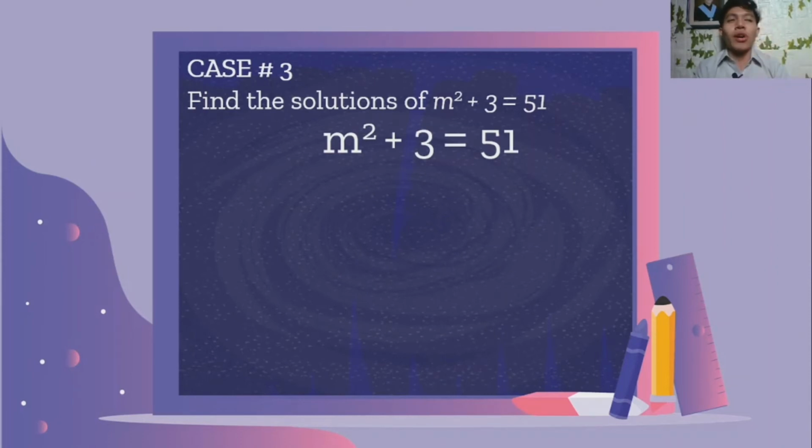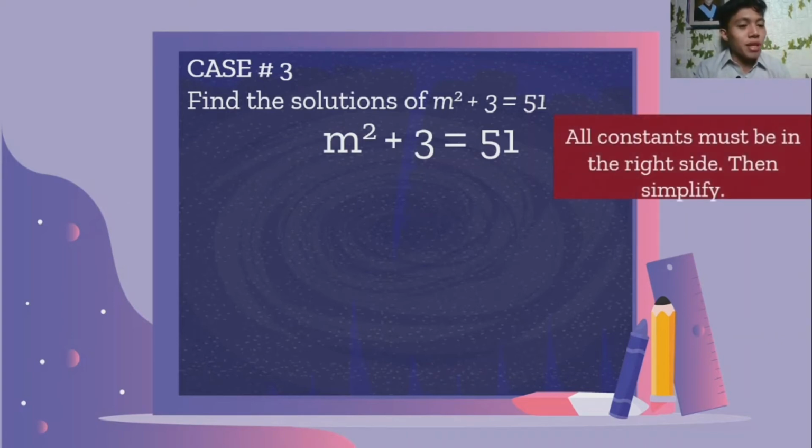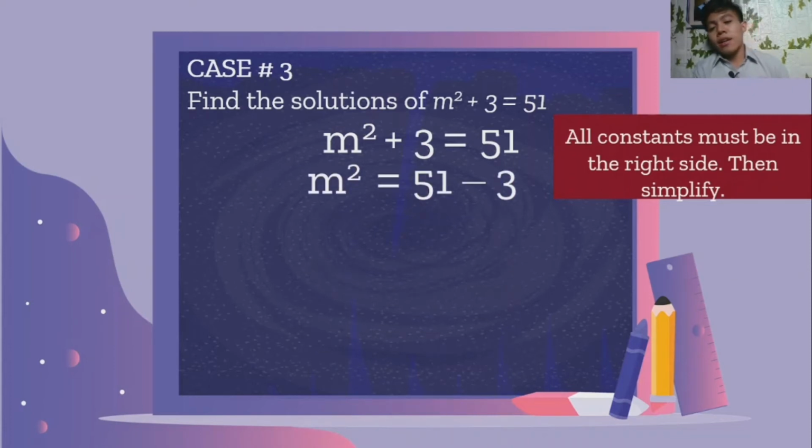Ano yung sabi ko kanina sa may case number 2? All constants must be in the right side, no? And then simplify, no? Meron ba tayong constant na nasa left side? Meron. Ano yun? Positive 3. So, anong gagawin? Kailangan siya ay nasa right side. So, you will transpose positive 3 sa right side. Magiging negative 3, no? So, nilipat mo na siya.